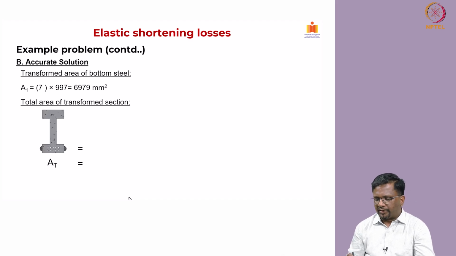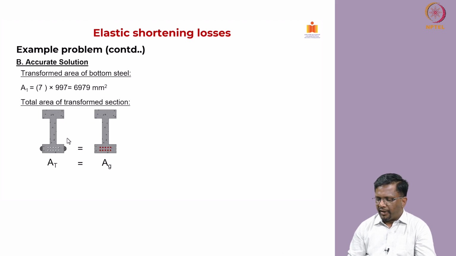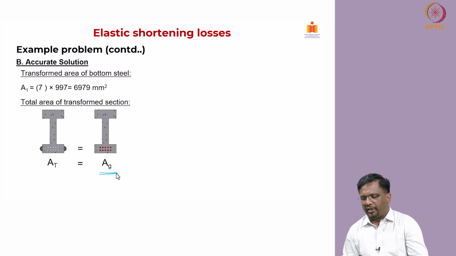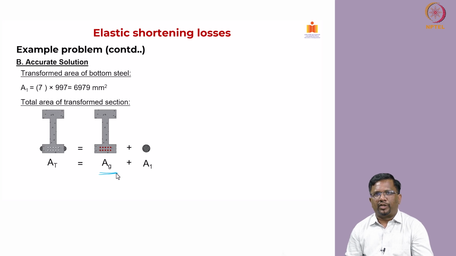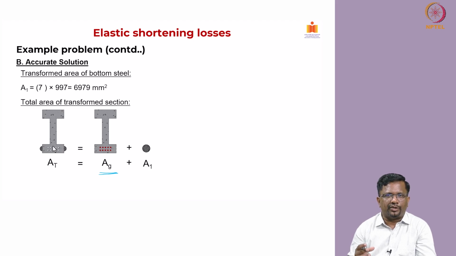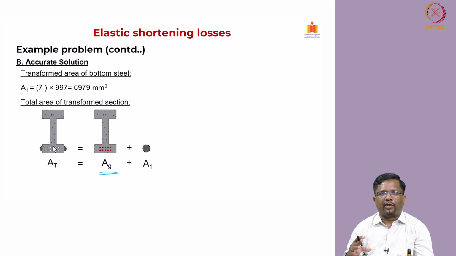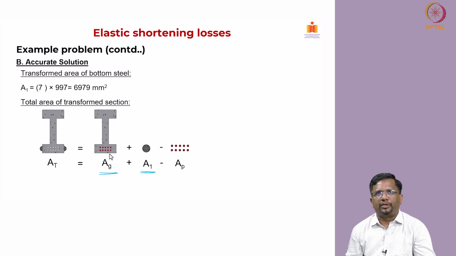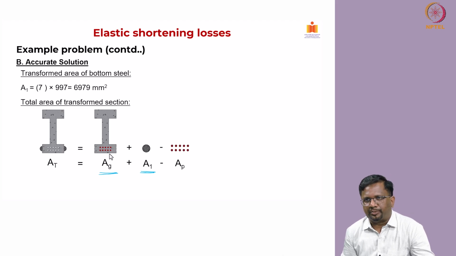Now, let us look at this. I have transformed this entire section into AT. What is AT? AT is your gross area plus A1. What is A1? See this white colored dot: what it shows is that I have removed the area of the pre-stressing steel and converted it into an equivalent concrete area. That is what I am putting here. A1 is nothing but converting this AP into an equivalent concrete area, right, which we will see. Okay. Now, minus this AP, right.